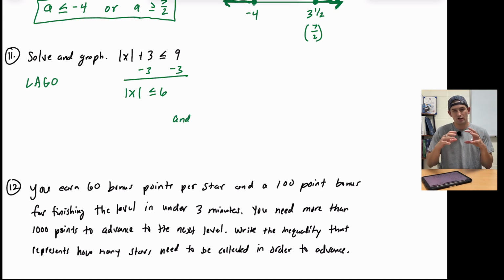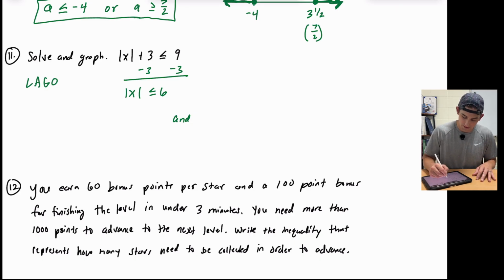Now we're going to change it from an absolute value inequality to two separate, related linear inequalities. Same thing we did in the chapter about solving linear equations. When we solved absolute value equations, we changed it from an absolute value equation to two related linear equations, and we solved it that way. So we're going to do the same thing here.